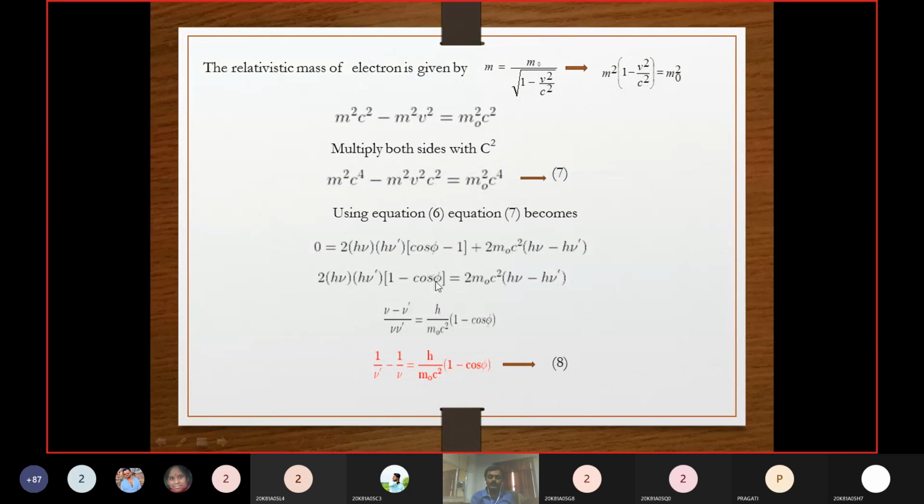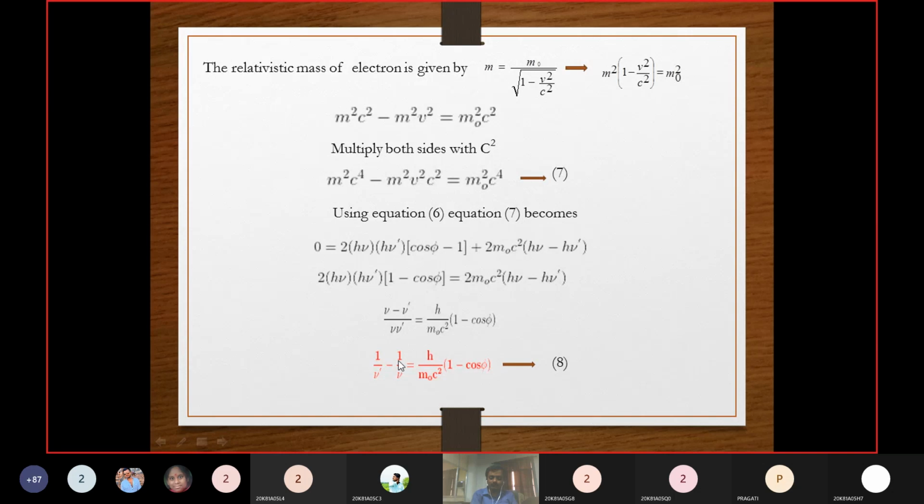Now if you bring this term to this side, the equation will be like this. Again here we are taking h common. If you simplify, 2 will get cancelled, remaining is m naught c square. Taking h common, 1 h on this side gets cancelled with the other. Bring nu and nu dash to this side, so that will become nu minus nu dash by nu nu dash. Bring m naught c square to this side: h by m naught c square into 1 minus cos phi.